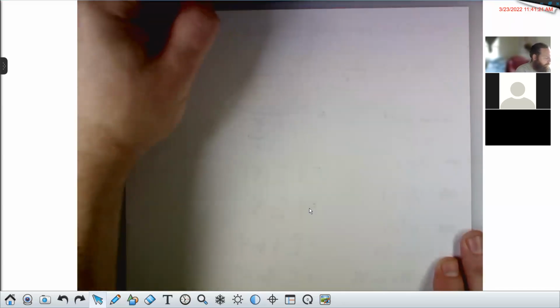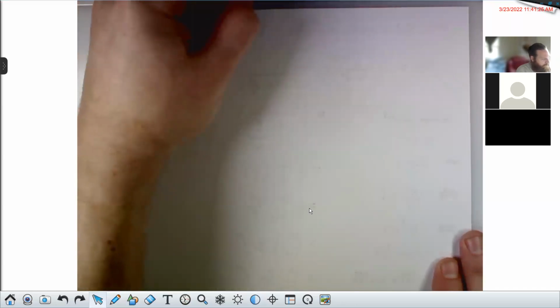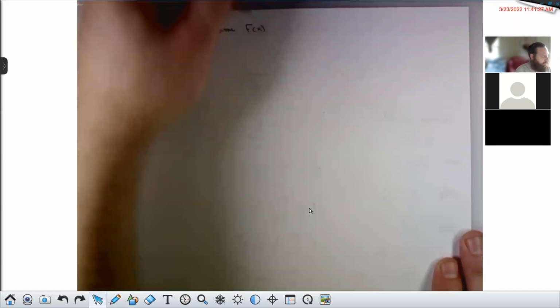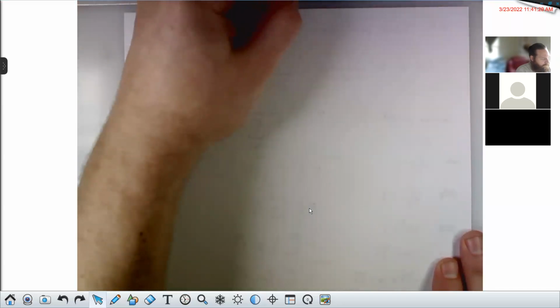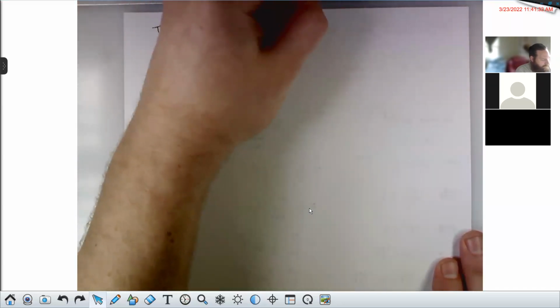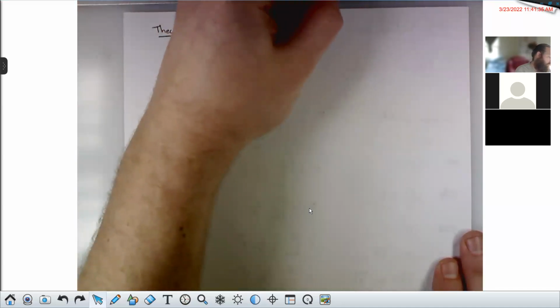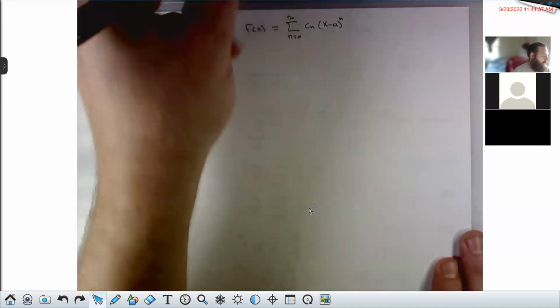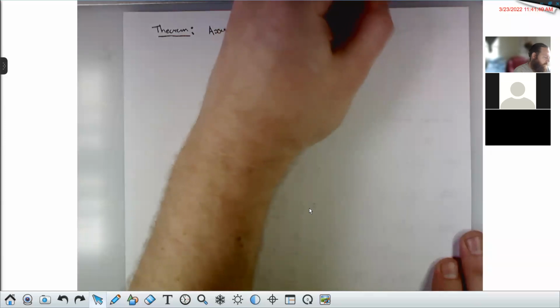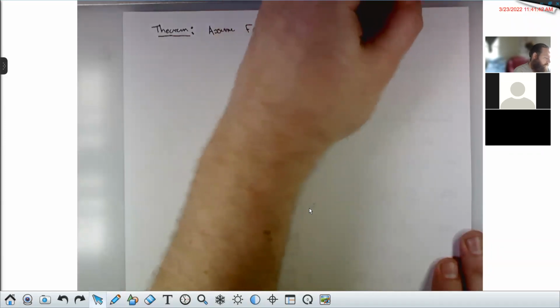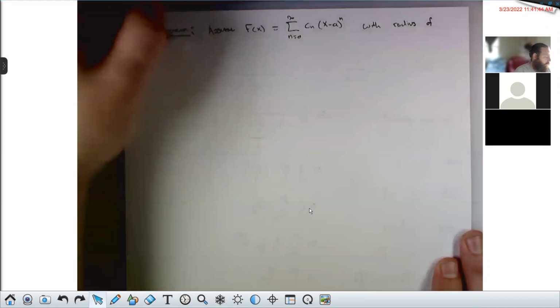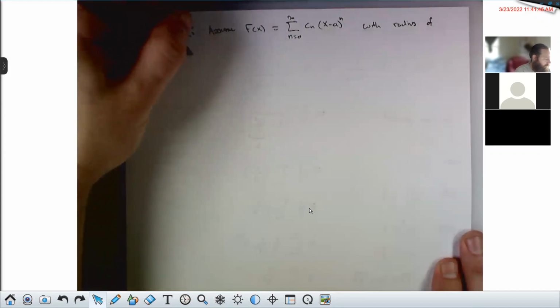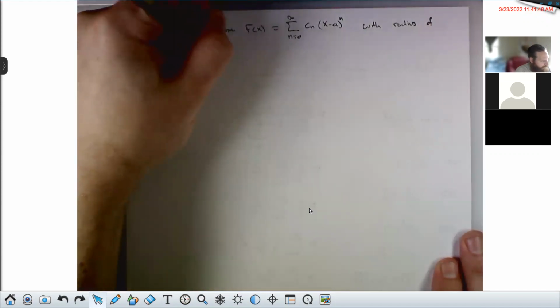So let's assume that f of x can be written as a power series, sigma n from 0 to infinity of Cn times x minus a to the n, with radius of convergence R.